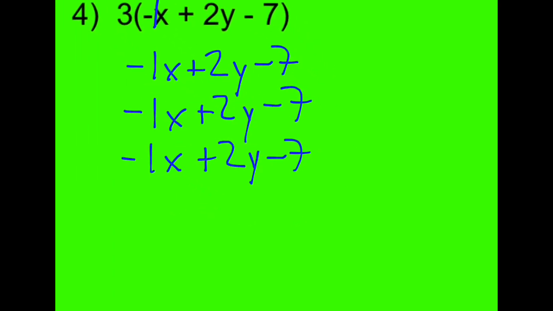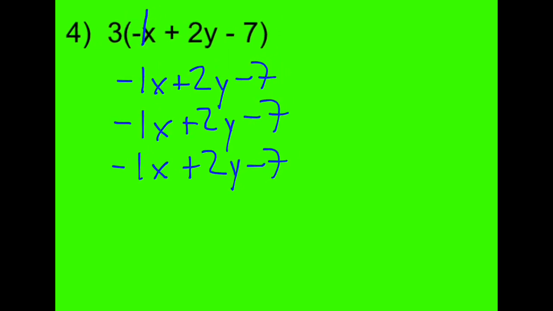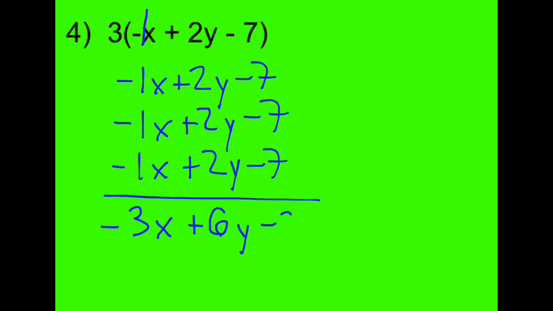Okay, and what we're doing now is grouping up our like terms. Negative 1, negative 1, negative 1 is negative 3x. Positive 2y, positive 2y, positive 2y, positive 6y. Negative 7, negative 7, negative 7, negative 21.